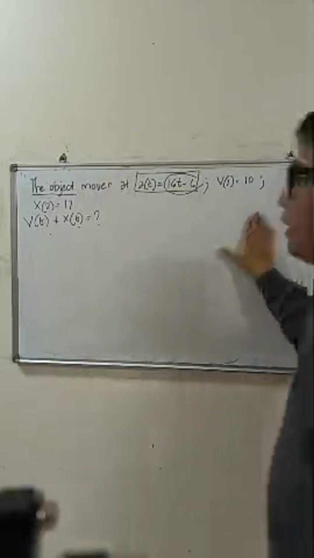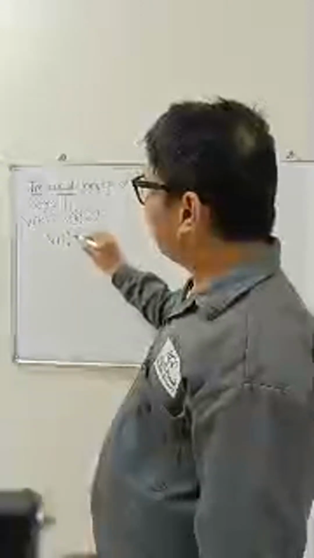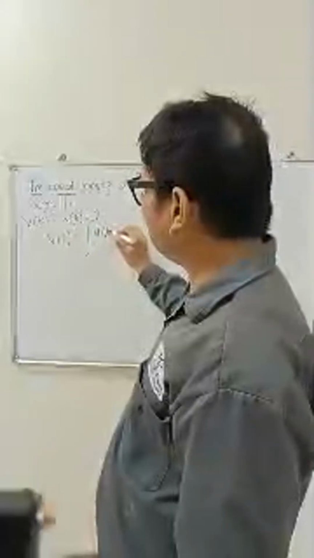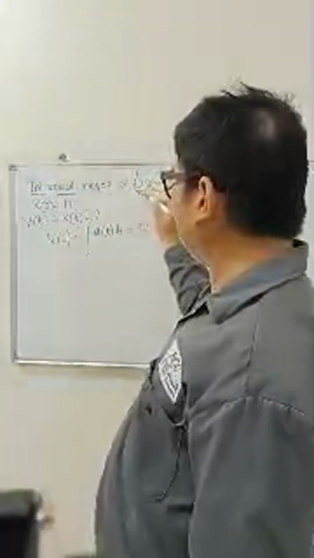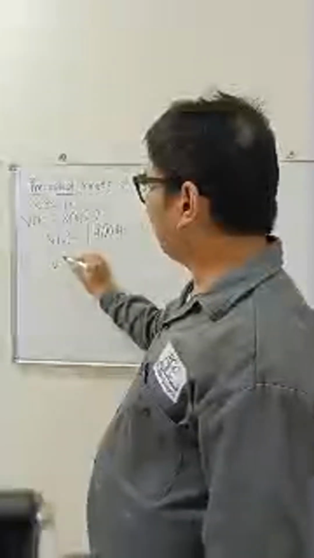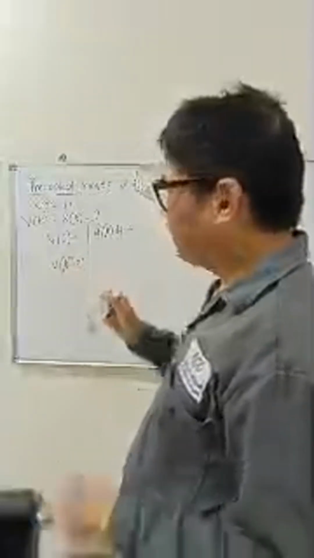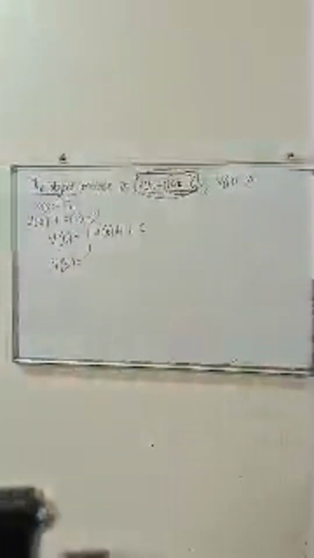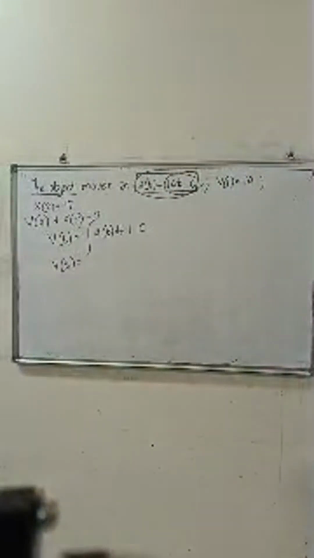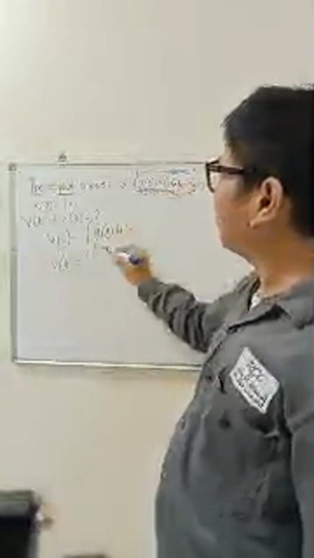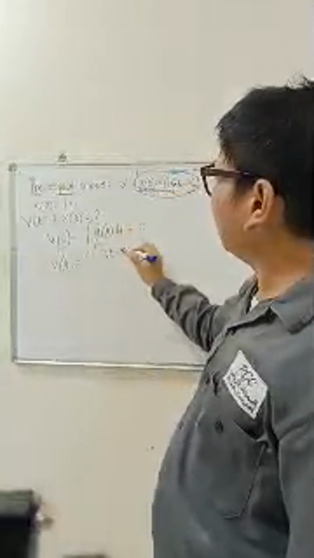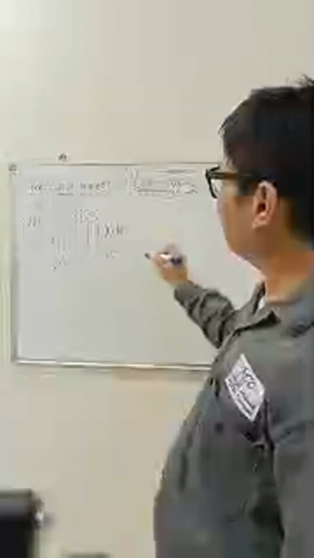Okay, now here, the v function of t is equal to the integral of a function of t dt plus c. So this is our a function of t, right? We need to substitute that here. You love this topic because it's more on direct substitution, right? So a function of t is this: the integral of 16t minus 6 dt plus c.